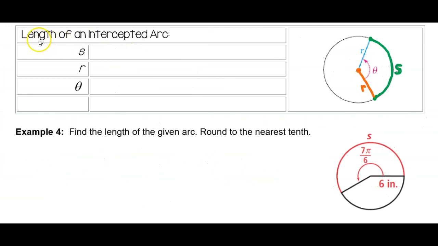So the last part of our lesson is talking about the length of an intercepted arc. We know if we went all the way around the circle, that would be the entire circumference of this circle. But when they're talking about the length of an intercepted arc, it is only this portion of the circumference. So to get our arc length, which they're calling S, we're going to use the formula S is equal to R theta. So let's define this. S is the arc length. R is the radius. And theta is the central angle measured in radians.